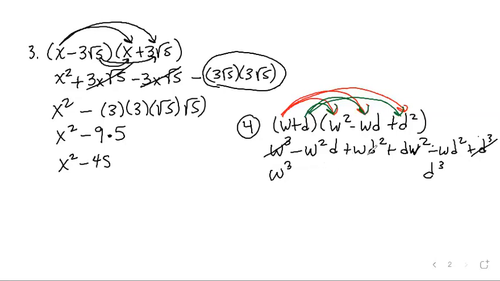I've got a positive WD squared and a negative WD squared, so those would go away. I've got DW squared, so these two are the same, or one's positive and one's negative, so those would go away. So these are the only things we have left. So the final answer would be W to the third plus D to the third.